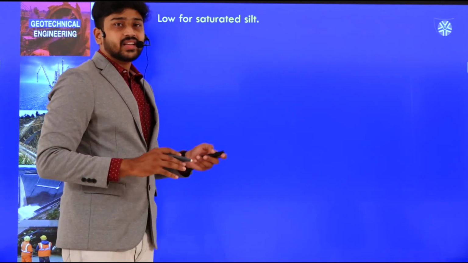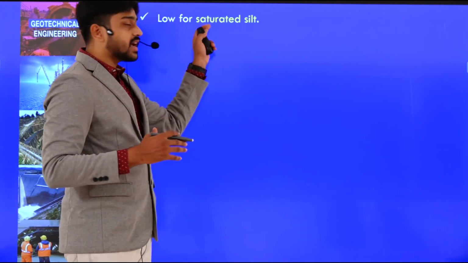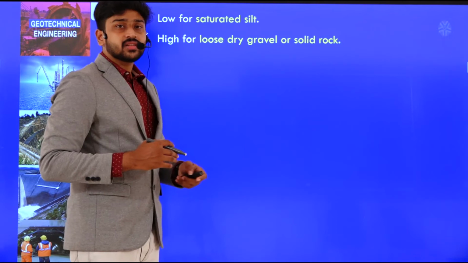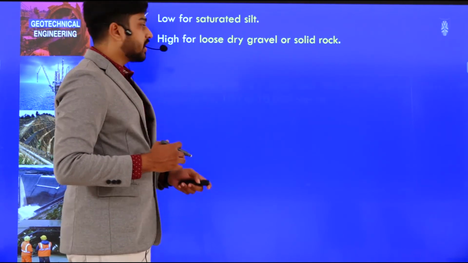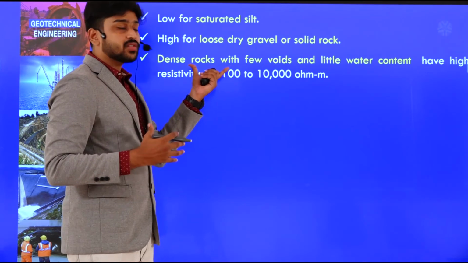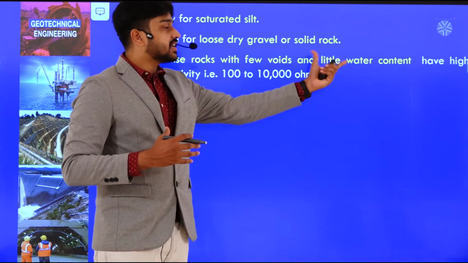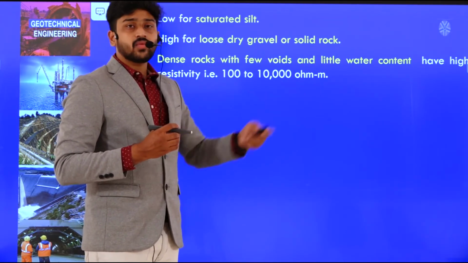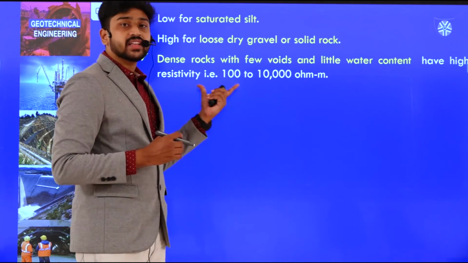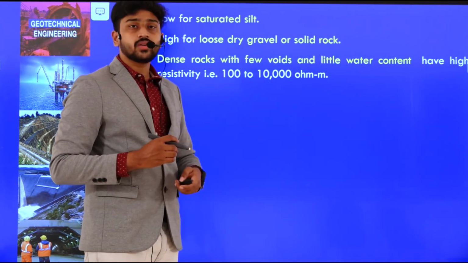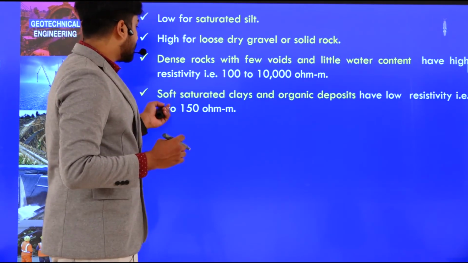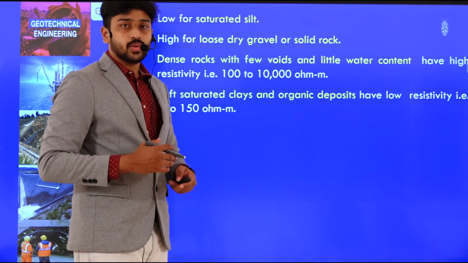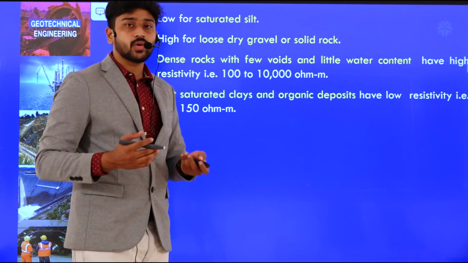This electrical resistivity is generally low for saturated soils, just try to make a note of them, and it is high for loose dry gravels or solid rock. And in case of dense sand with few voids and little water content, imagine there is a dense sand having very little voids and little water content, in such cases it has high resistivity, it may range from 100 to 1000 ohm meter. And the other thing is that in case of soft saturated clays and organic deposits, the resistivity is relatively low. It will range from say 5 to 150 ohm meter only.